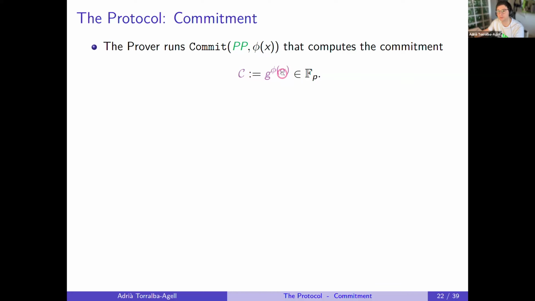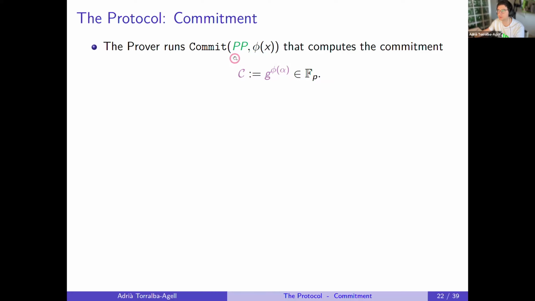Okay, and again, here G is an element of the field. Phi of x is a polynomial, but if we evaluate a polynomial at a given point, in this case alpha, this is an element of the field, right? And if we do G to the phi alpha, this is a field element, this is a field element, the result is a field element. Okay? This is the definition of the commitment, okay?